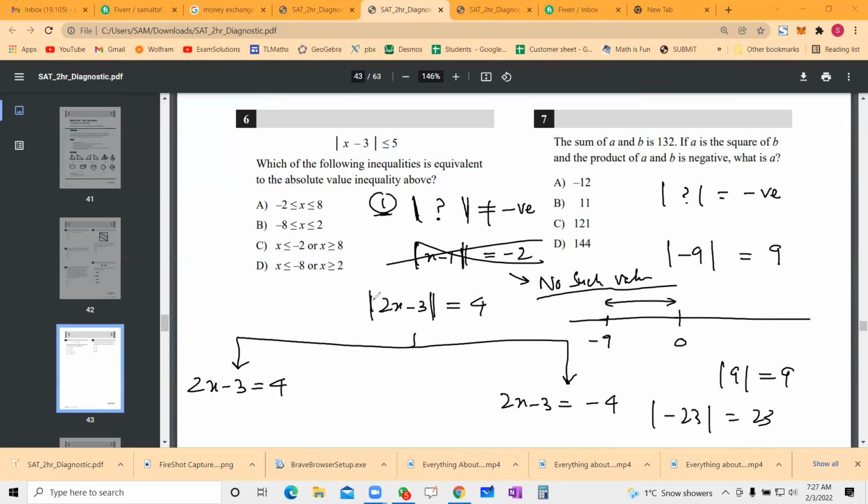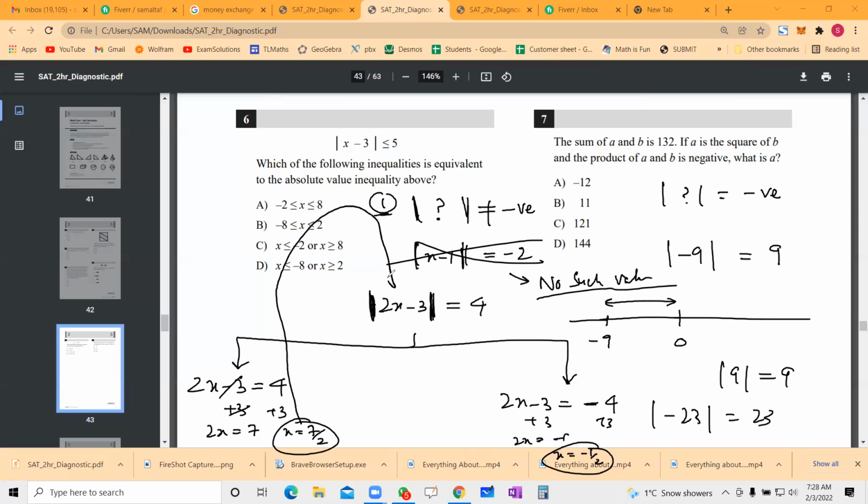Mm-hmm. So I have made two simple equations from the absolute value equation. One is 2x minus 3 equals 4, and the second is 2x minus 3 equals the negative of that number. Now solving it, adding 3 to both sides: 2x equals 7, x equals 7/2. And adding 3 to both sides of the second: 2x equals -1, x equals -1 divided by 2. So you got the two values of x which satisfy this absolute value equation.